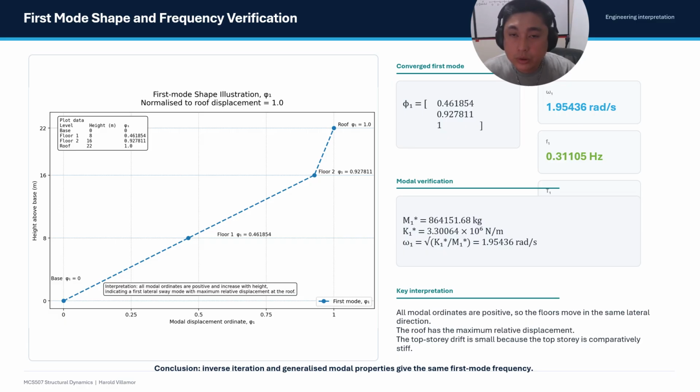The frequency was also verified using the generalized modal mass and stiffness. The generalized mass is 864,151.68 kilograms, and the generalized stiffness is 3.0064 times 10 to the 6 newtons per meter. The ratio gives the same circular frequency of 1.95436 radians per second, confirming that the model calculation and inverse iteration results are internally consistent. Thank you.